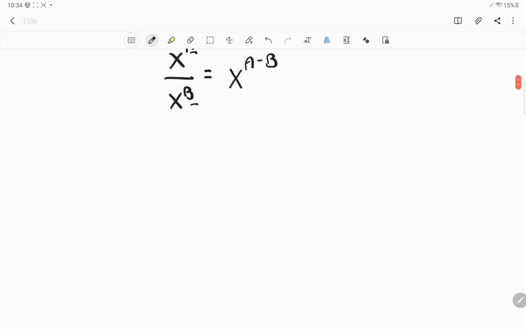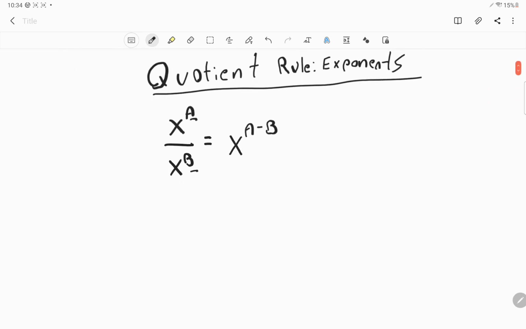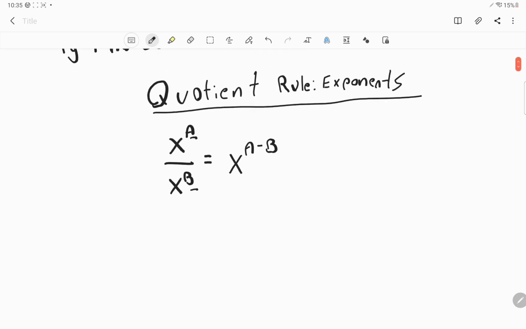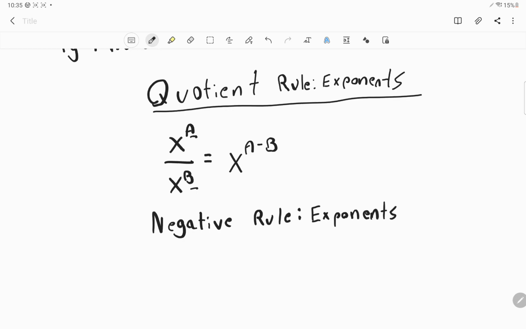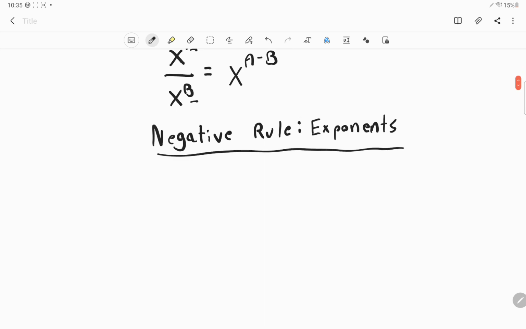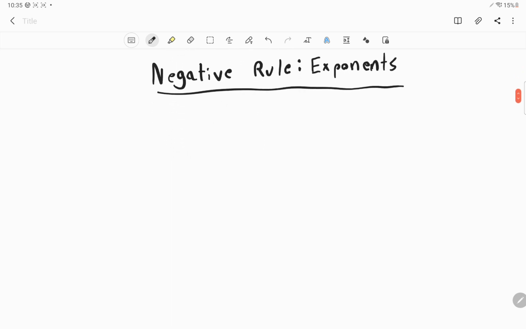So, let's move on. That's going to be the rule. All right, make sure you copy that in your notebook. Now, let me go ahead and do the second rule already. This one's going to be called the negative rule. Same thing, it's going to be used for exponents. Okay? Negative rule is going to be used for exponents as well.